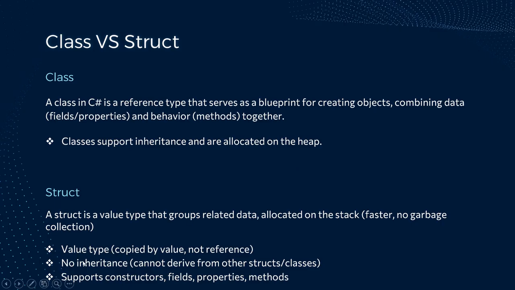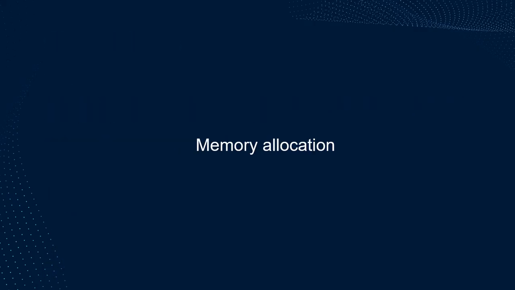And here also you can see value type. So structure is a value type, so copied by value, not by reference. I will discuss what it means. And it does not support inheritance. But in case of class, it supports inheritance. And both classes and structures support constructor, fields, properties and methods. So the main difference between class and structures is how it allocates the memory.